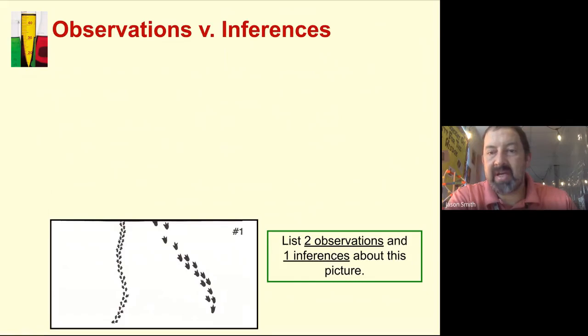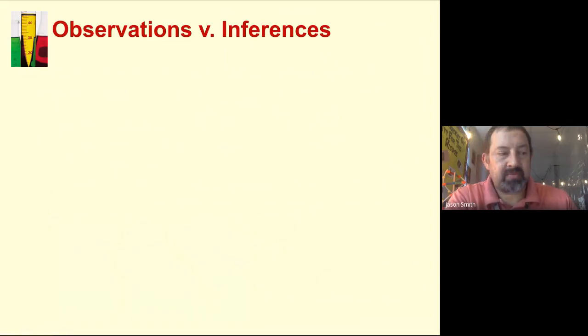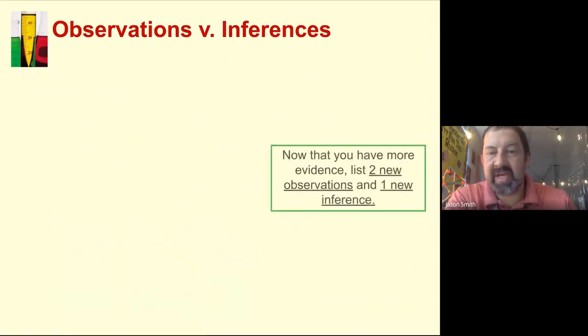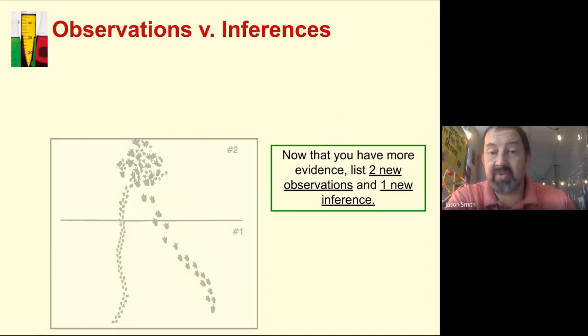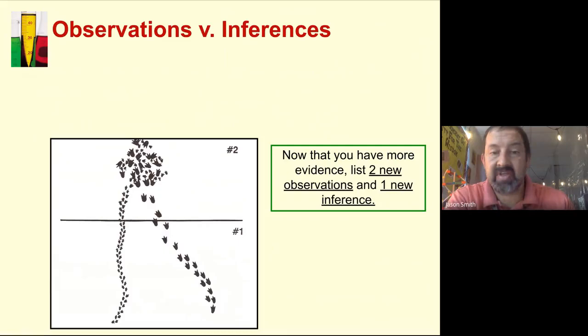All right, now we're back. Okay. Now that we have more evidence, let's list 2 new observations. So we're going to extend our picture. Okay. So now we got the second part of the picture in here. So from the line up is what you're looking at for these new observations and inferences. Again, pause the video and write down your observations and inferences.